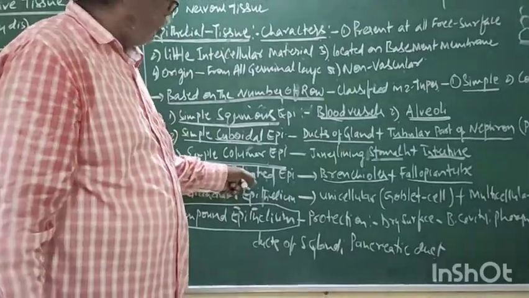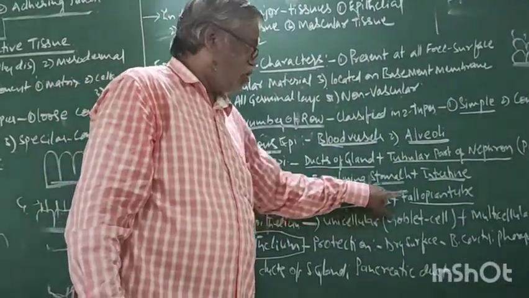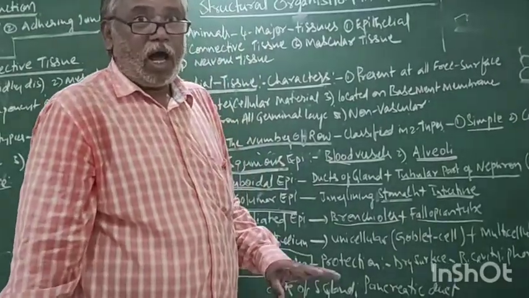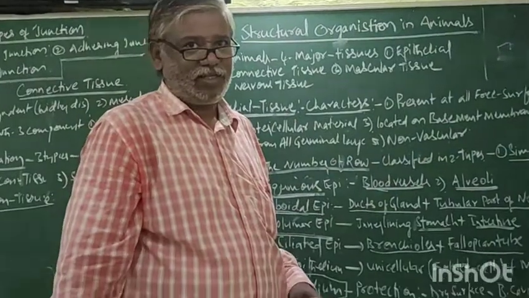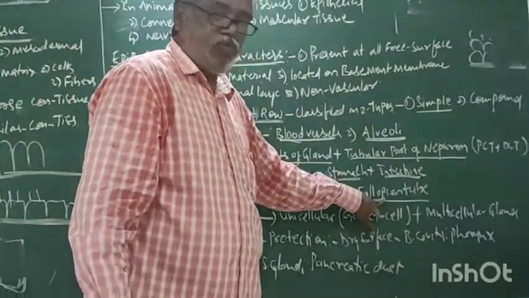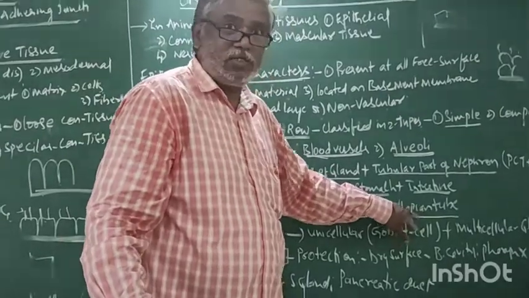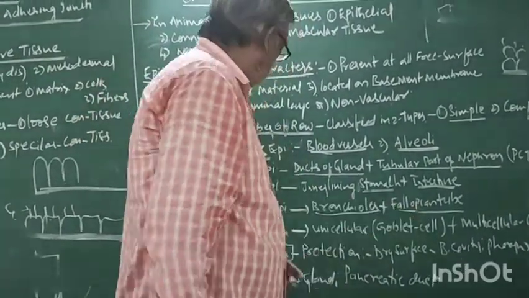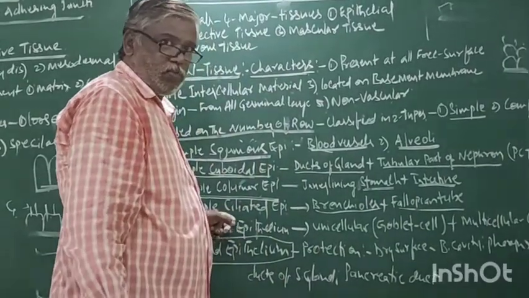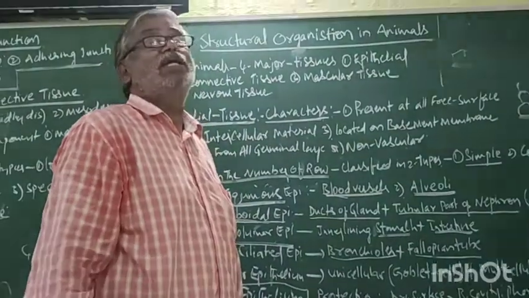The ciliated simple columnar epithelium or simple ciliated cuboidal epithelium is present in the bronchiole and fallopian tubule. This helps in movement of particles. Now what is this fallopian tubule? In the female reproductive system, the fallopian tubule is there. In this fallopian tubule, this simple ciliated columnar epithelium helps in movement of the egg.